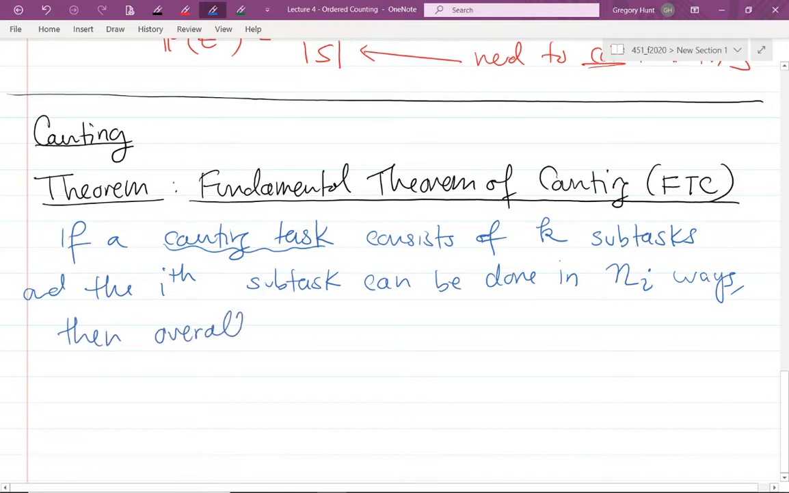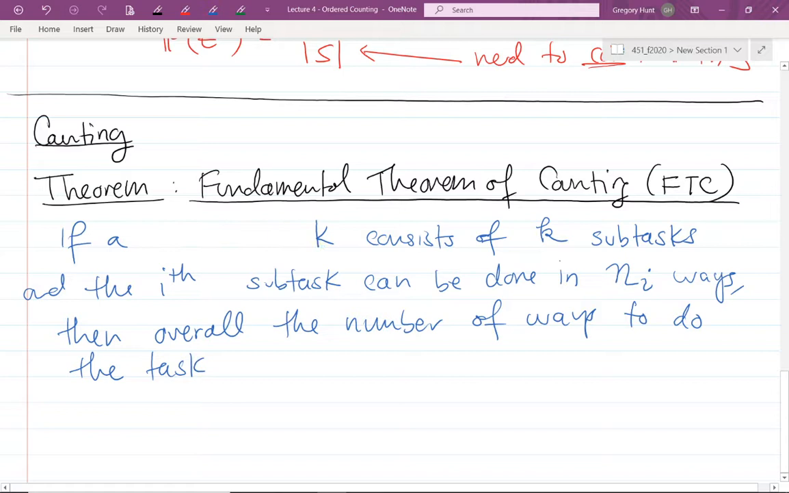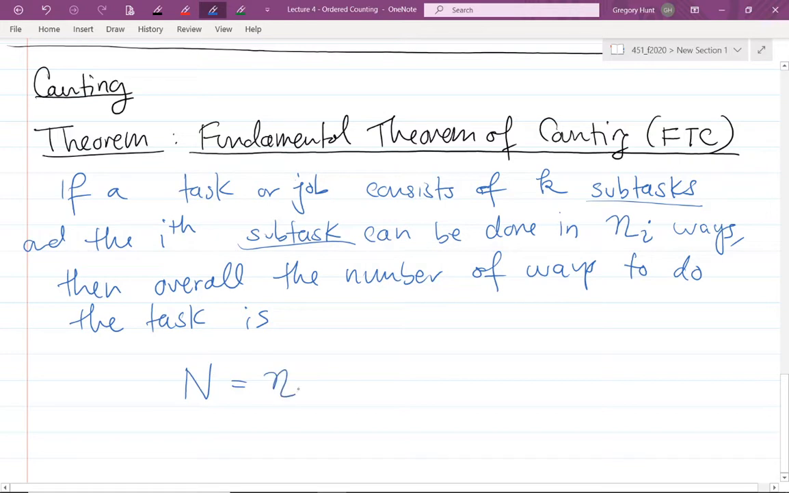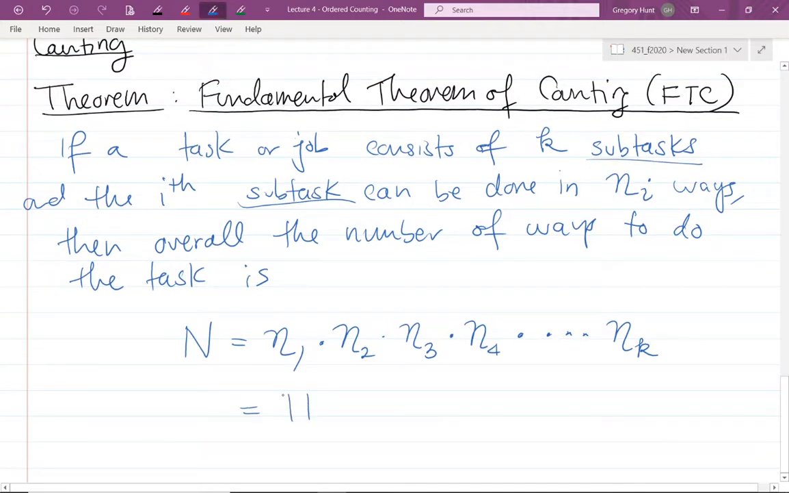Then overall, the number of ways to do the task, we can just say a task or job, in total, combining all the subtasks here, is, let's call it capital N, the number of ways to do the first subtask times the number of ways to do the second subtask times the third, times the fourth, and so on, all the way up to the kth subtask. We could write this more briefly as the product, where capital Pi is product, i goes 1 to k of n sub i.